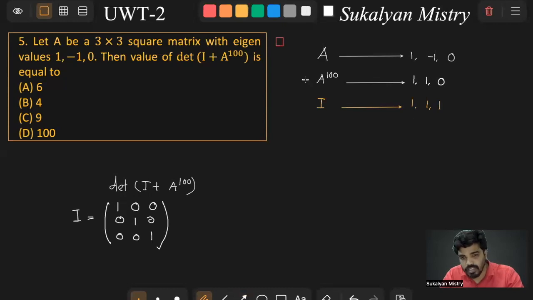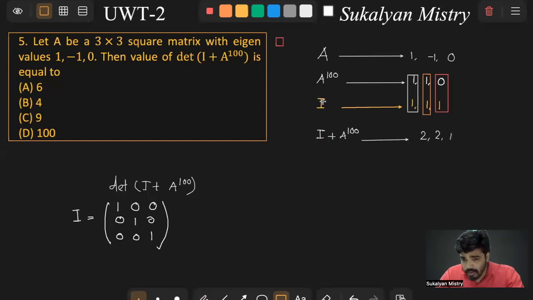Now just add this. Then what will we do? We will add the corresponding eigenvalues, okay? So therefore eigenvalues of I plus A to the power 100 will be 1 plus 1, that is 2, 1 plus 1, that is 2, 0 plus 1, that is 1. What am I doing? Just adding the corresponding eigenvalues: 1 plus 1, 1 plus 1, 0 plus 1.